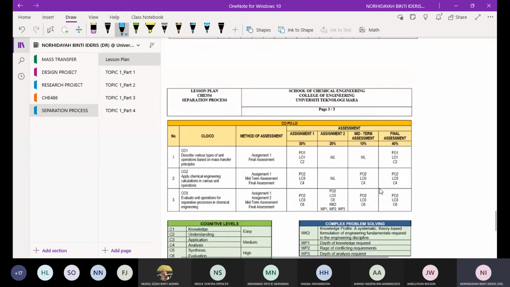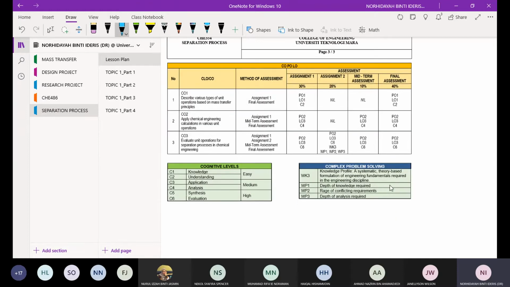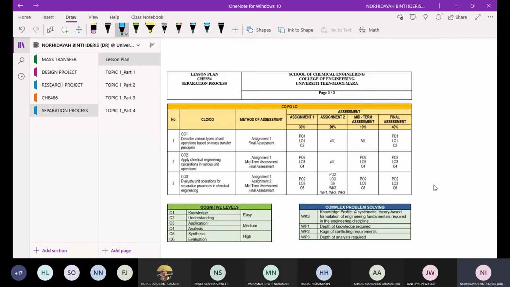All right, so now what makes a difference from before is the existence of this CPS. When you hear the word CPS right now, I hope you get an idea: you know what OBE is, and CPS is complex problem solving. So this element must be included specifically inside your subject, and for this subject it will be included inside your assignment 2, which contributes 20%.